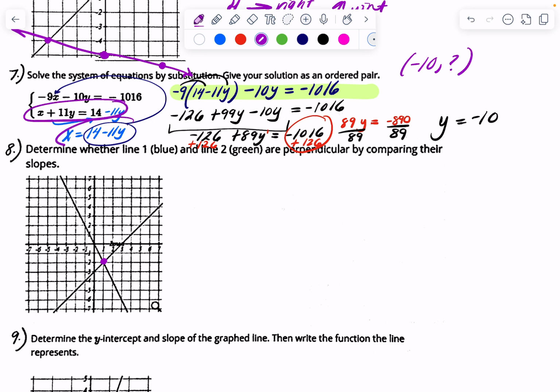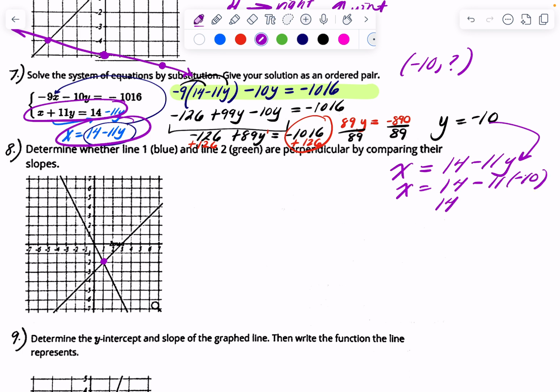Now this is also considered an original. I just reordered it. So we know that x is equal to 14 minus 11y. So x is equal to 14 minus 11 times my y value, which is negative 10. So that's 14. Now you gotta make sure you do this correctly. It's negative 11 times negative 10, which is positive 110. So x is equal to 110 plus 14. X is equal to 124.